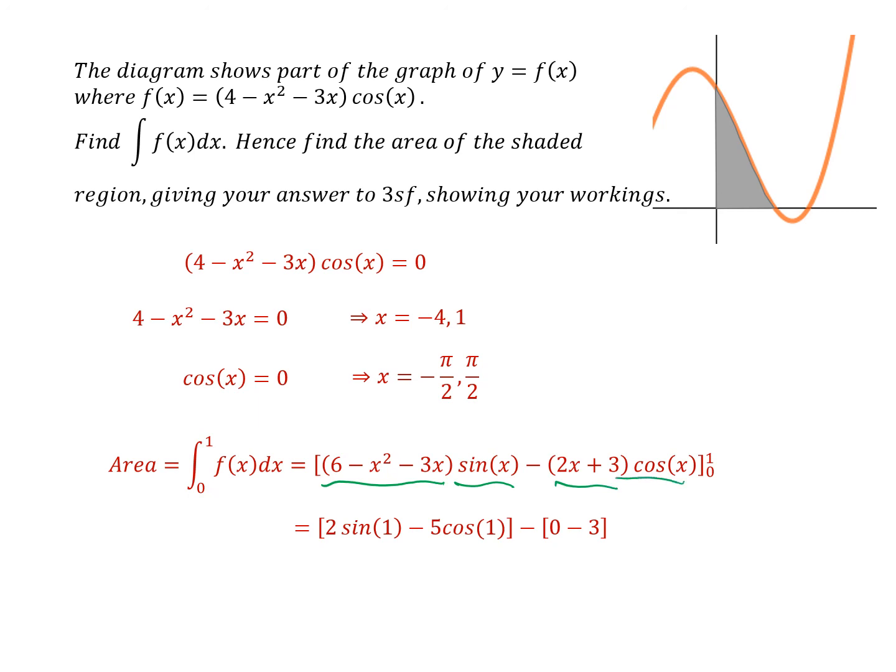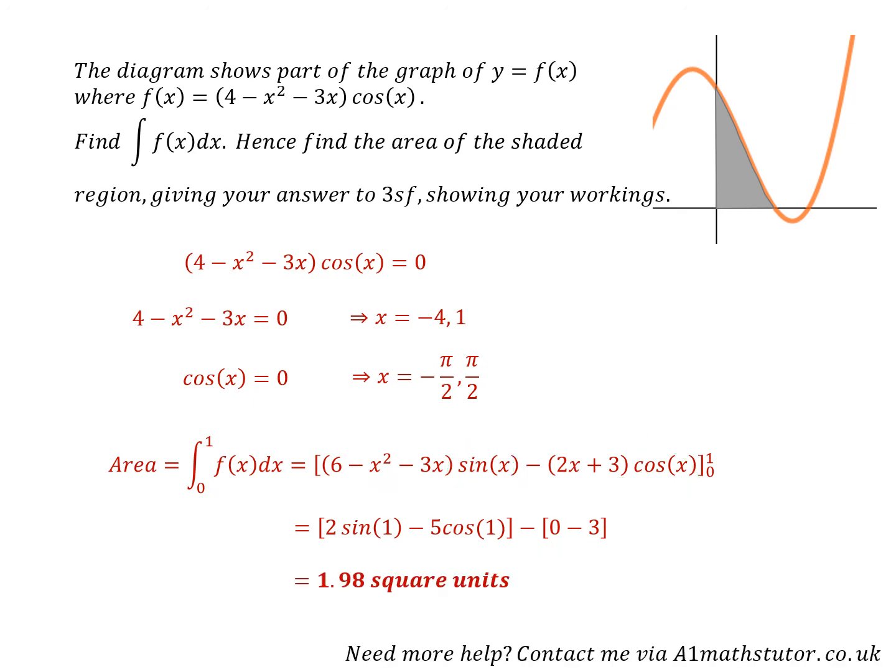And when we substitute 0 into this, sine x becomes 0, cos x becomes 1, so this becomes minus 3. So we get minus 3. So popping that into the calculator gives us the area, which is 1.98 square units, correct to 3 significant figures. Okay, that's it.